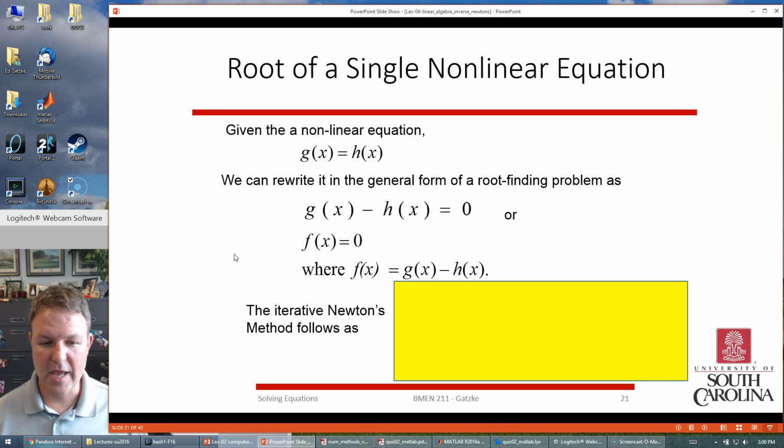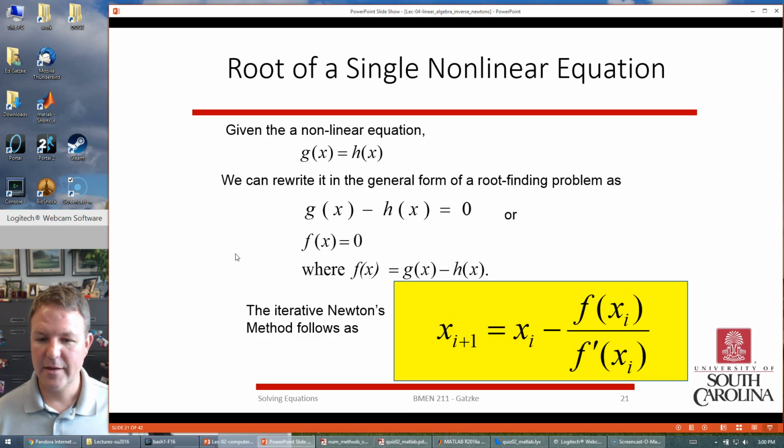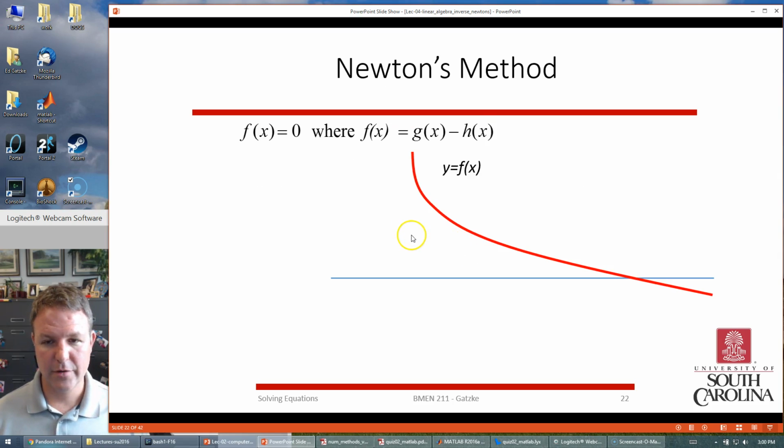Now the iterative Newton's method is just take your value of x, subtract this update or change, the value of the function at the current value of x divided by the value of the derivative of the function at the current value of x. So if you know x and you know the function and you know the derivative, you can use this simple update formula to get the next value of x. Newton's formula is very simple. You've seen it in calculus ideally. Let's do a little graphical example.